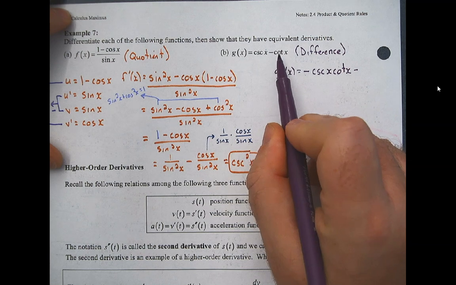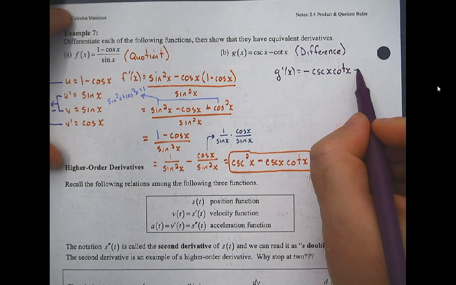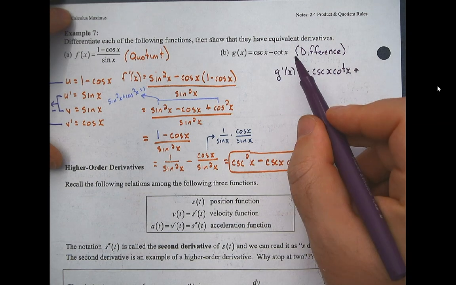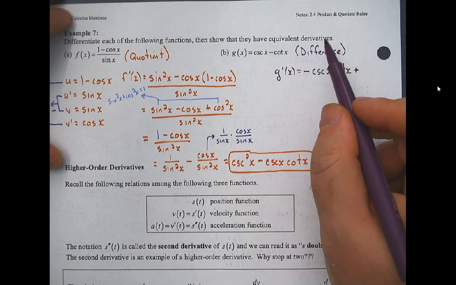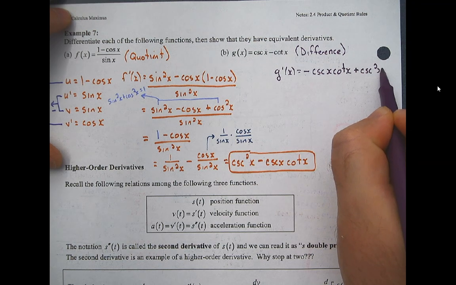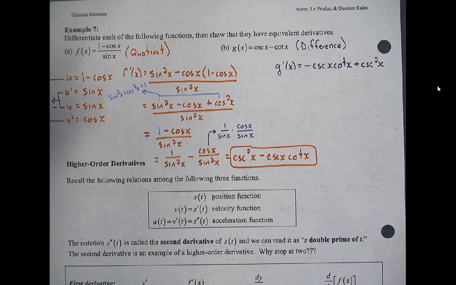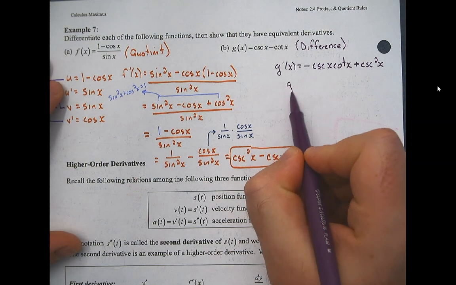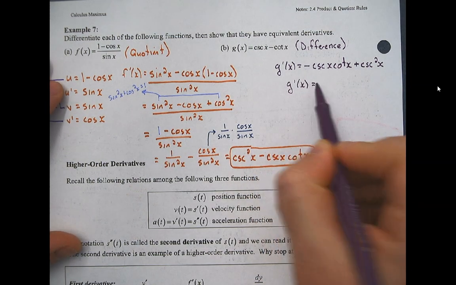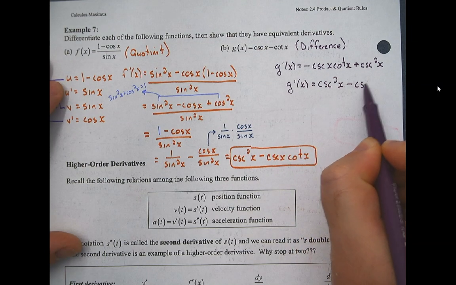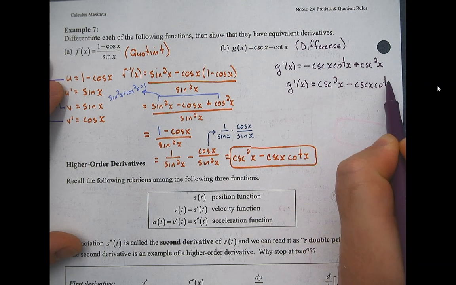Then minus, what's the derivative of cotangent? Well, it's going to be negative, so that's going to change that back to a positive. And then tangent is secant, so cotangent is cosecant squared. If you don't have that memorized, memorize them. Now, if I do a little rearranging here, I get that g prime of x is equal to cosecant squared of x minus cosecant of x cotangent of x.